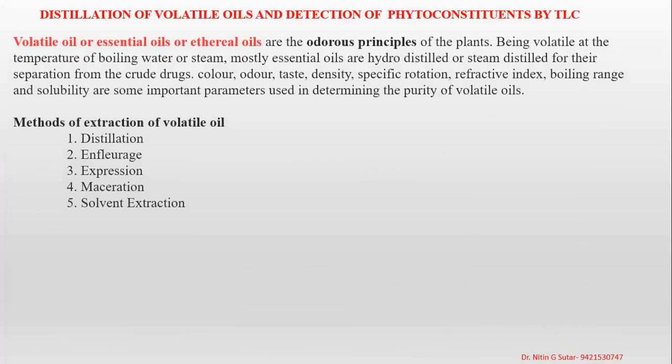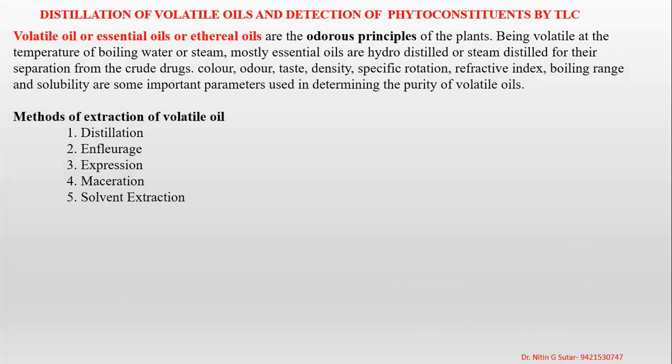So friends, volatile oil. What do you mean by volatile oil? Volatile oil is also known as essential oil or ethereal oil, which has an odorous principle obtained from flowering plants. Volatile oils are present in a volatilized form, meaning they evaporate at room temperature. So, at the temperature of boiling water, or steam, the oil is removed from that particular plant material, and is known as volatile oil.